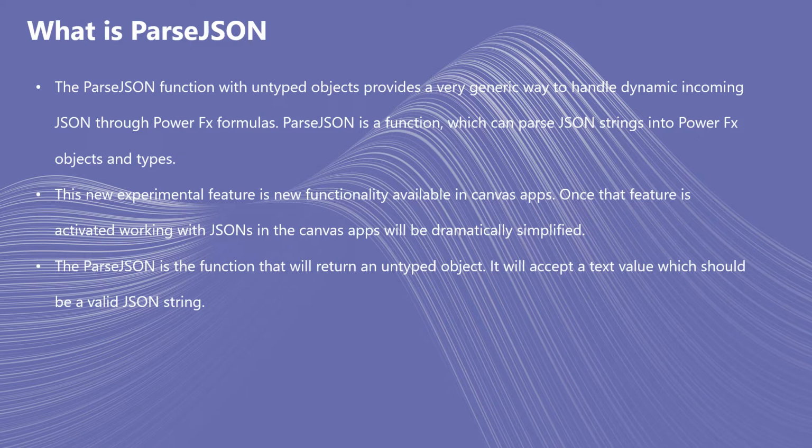This new experimental feature is new functionality available in Canvas app. Once this experimental feature is activated, working with JSONs in the Canvas apps will be dramatically simplified. Parse JSON is the function that will return an untyped object. It will accept a text value, which should be a valid JSON string, right?